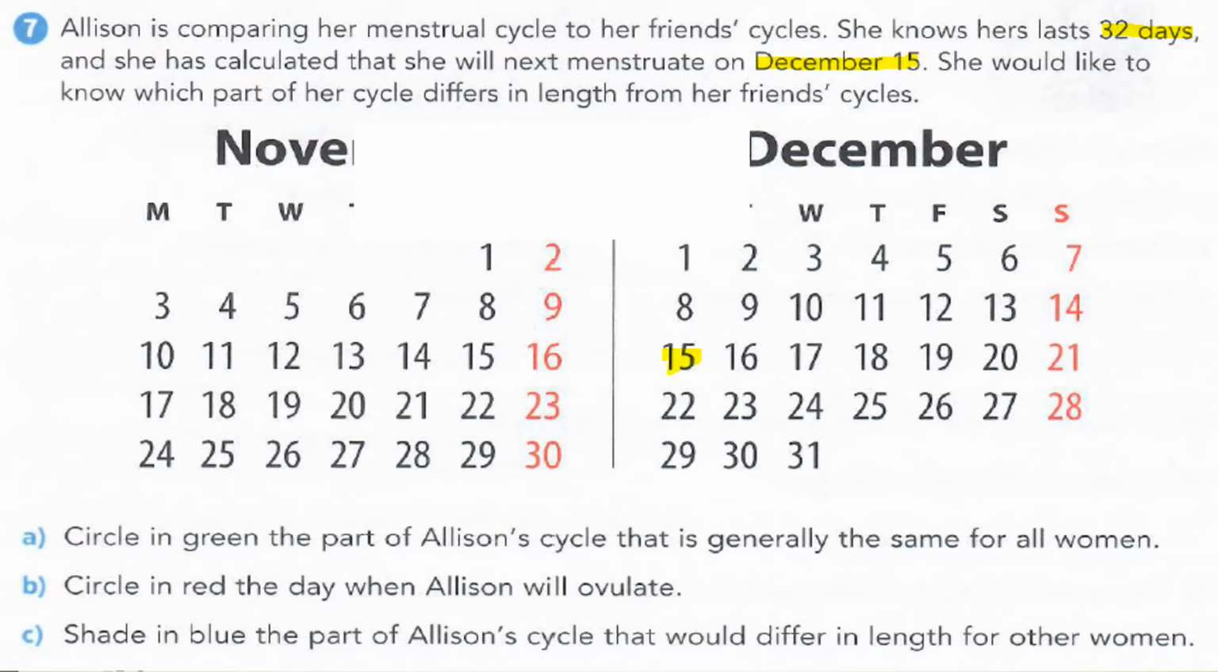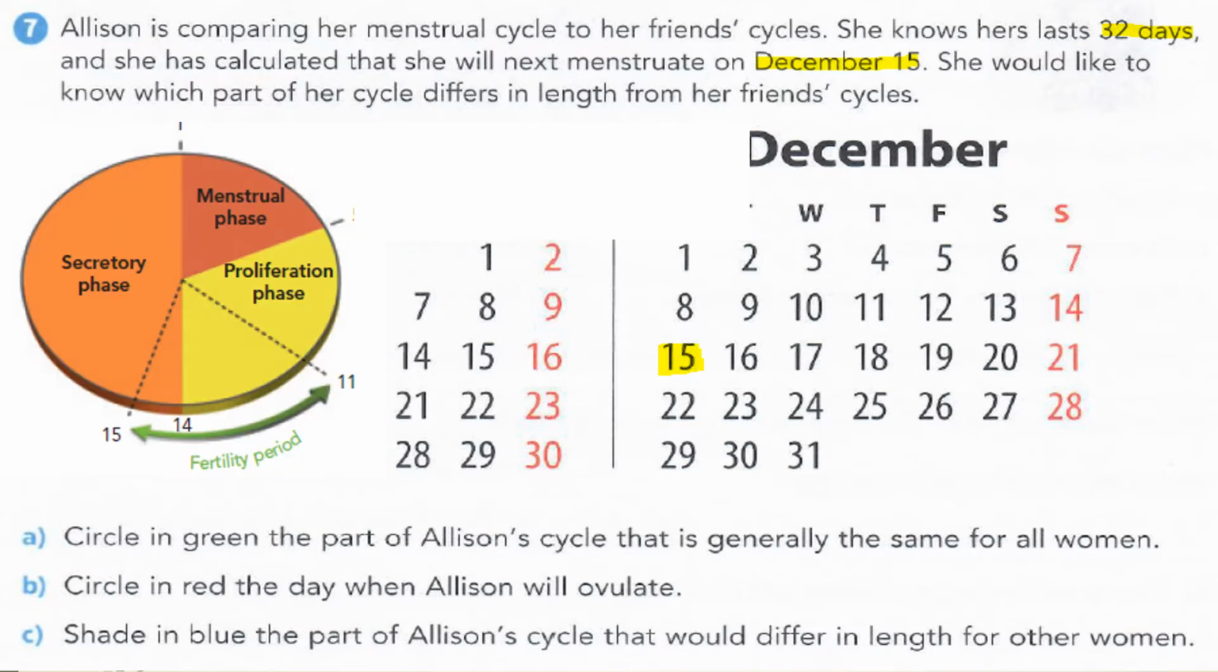So this is the most important date that I need to focus on, the first day of my menstruation. The first day of my menstruation is day 1 in my cycle here. And I know her cycle is 32 days. If her cycle is 32 days, the ovulation will be in the middle.